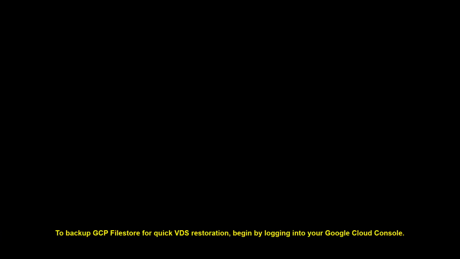To backup GCP Filestore for quick VDS restoration, begin by logging into your Google Cloud Console. Navigate to the Filestore section from the left-hand menu. Select the Filestore instance that you wish to backup. Make sure the instance is in the desired state before proceeding.